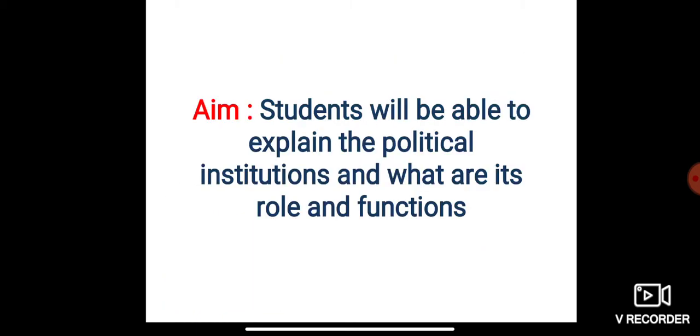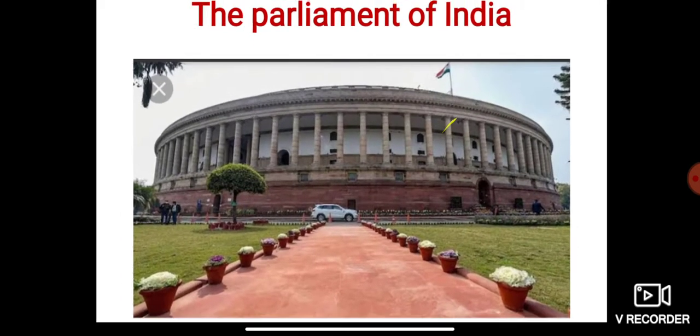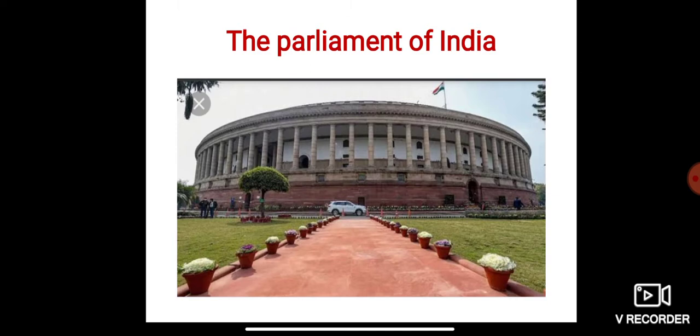So our aim for today is students will be able to explain the political institution and what are its role and function. But before that, I want you to get ready with your textbook. As I explain, please check from your textbook as well, and follow the explanation. So the Parliament of India. I'm sure all of us have seen the Parliament of India, right? So this is the Parliament of India.